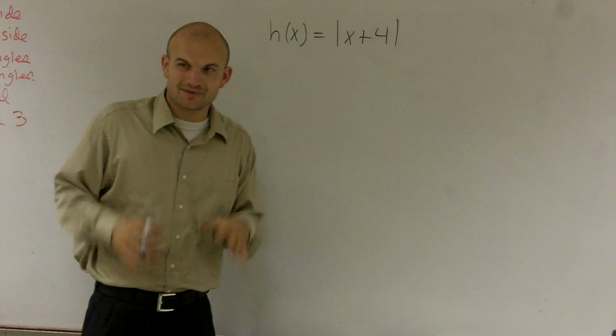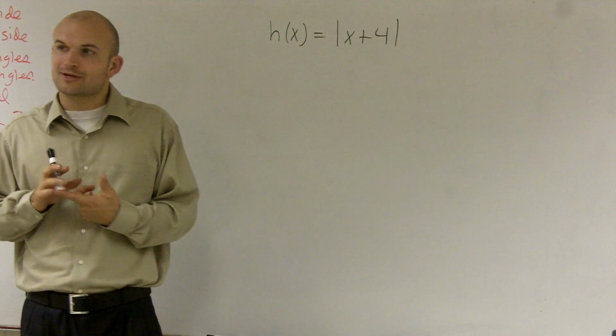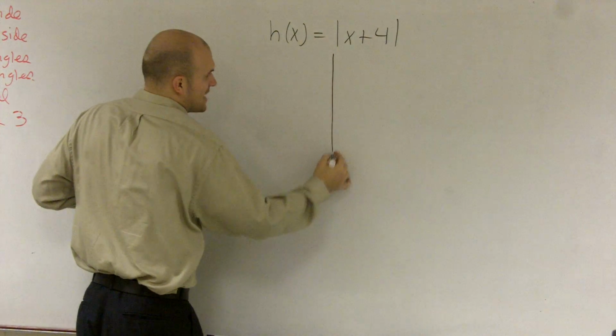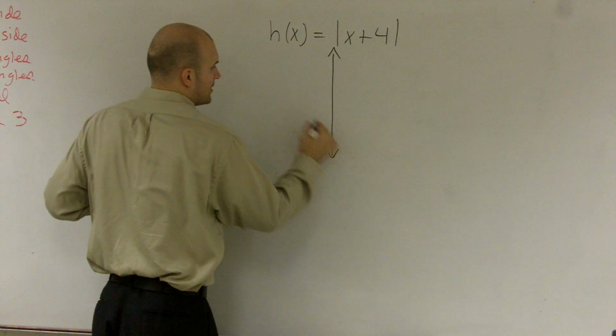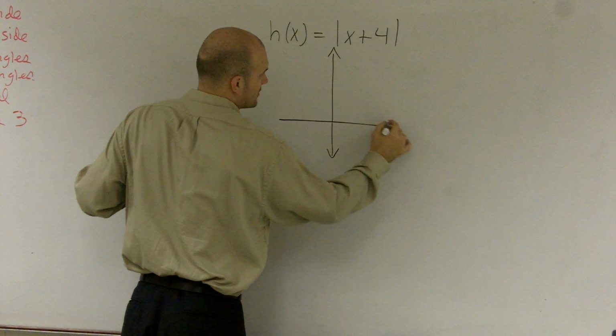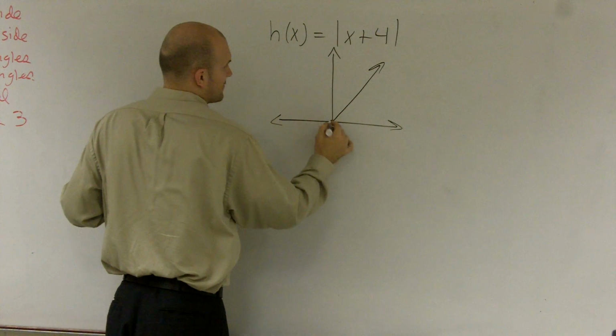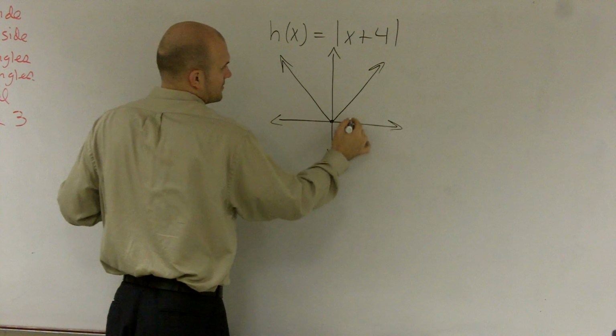What I'm going to do is show you how to graph this. And I'm going to show you two different ways we can graph this. First thing you need to always remember is, what does an absolute value function look like? Well, an absolute value function, if you can remember, is what we call our V graph.